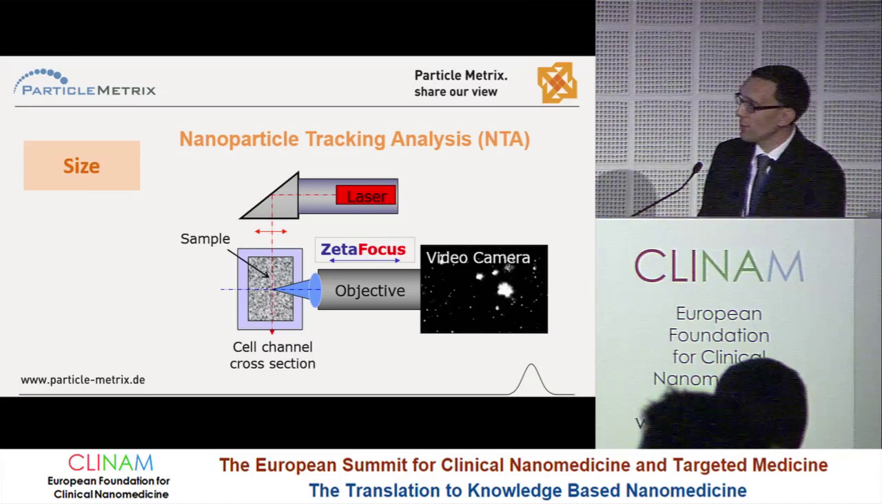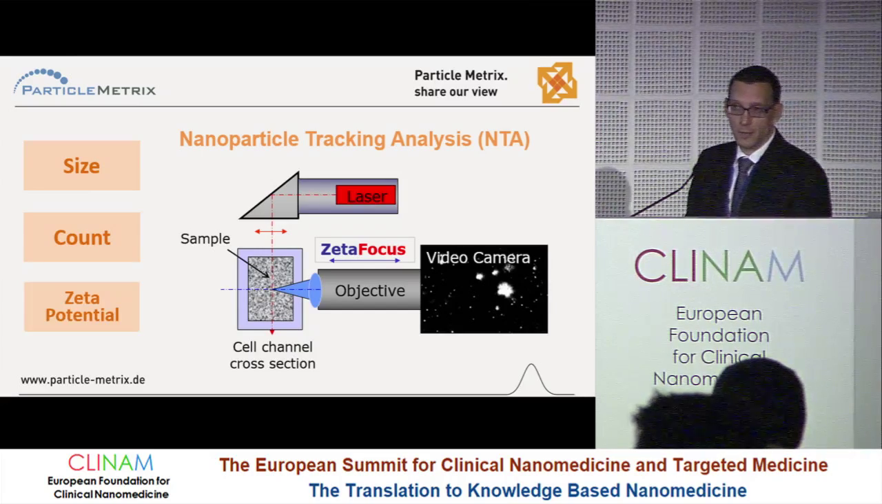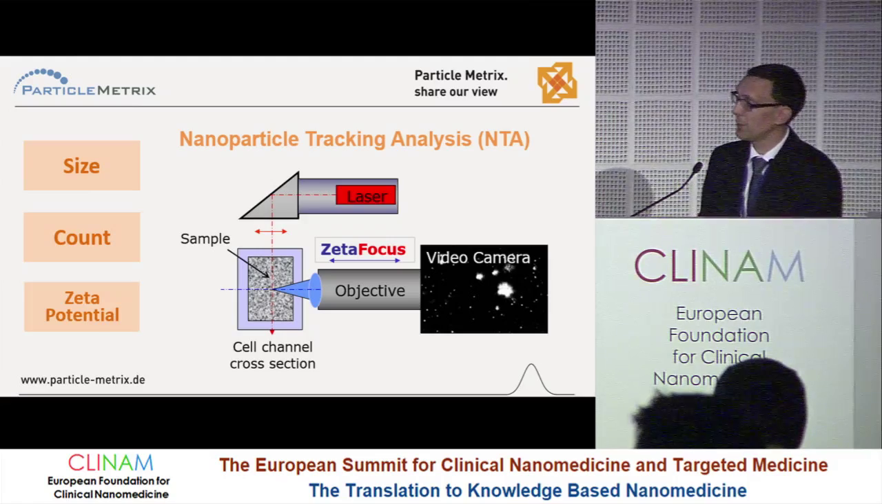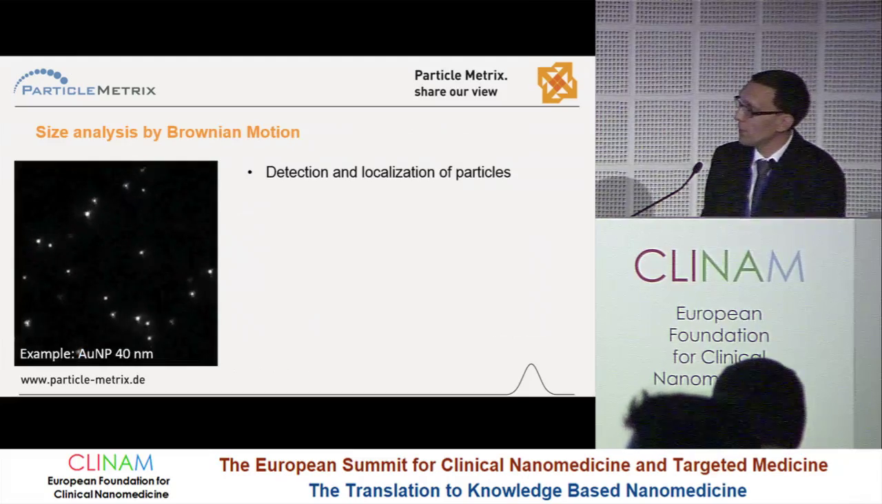So it's not only size that we measure. By counting all the particles, we are able to measure the real concentration, the number-based concentration, and the zeta potential when we apply a voltage on the electrodes which are built into the system. So this is the principle, basically.